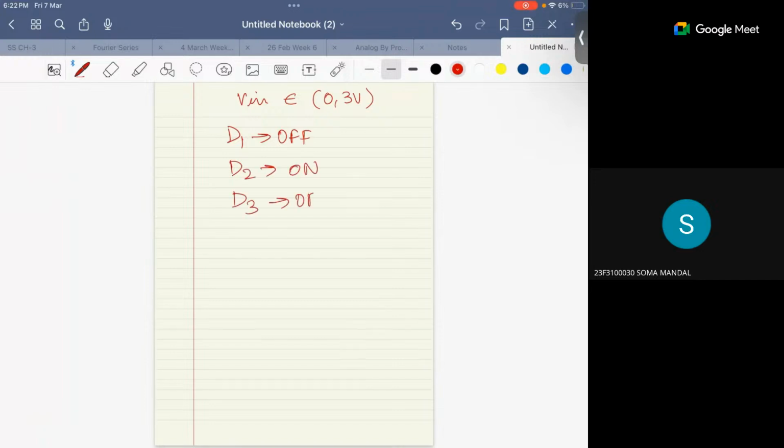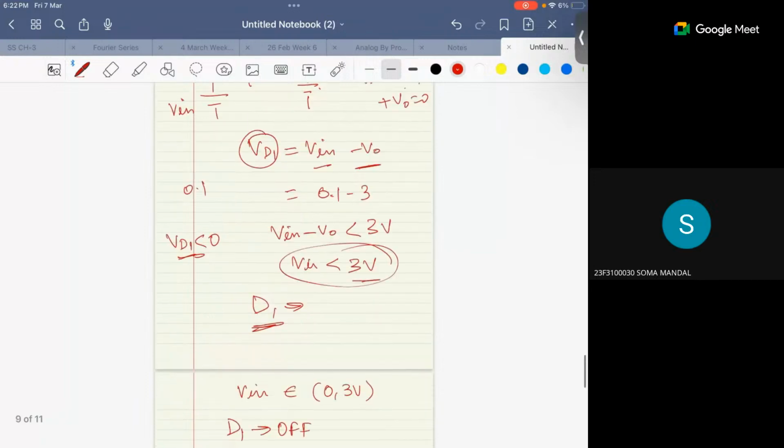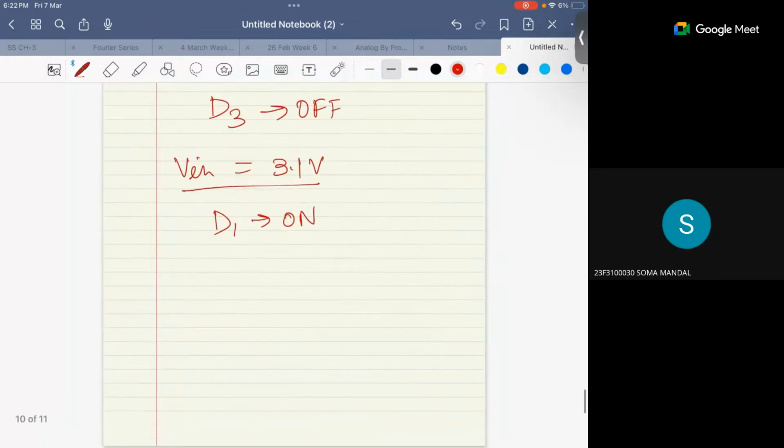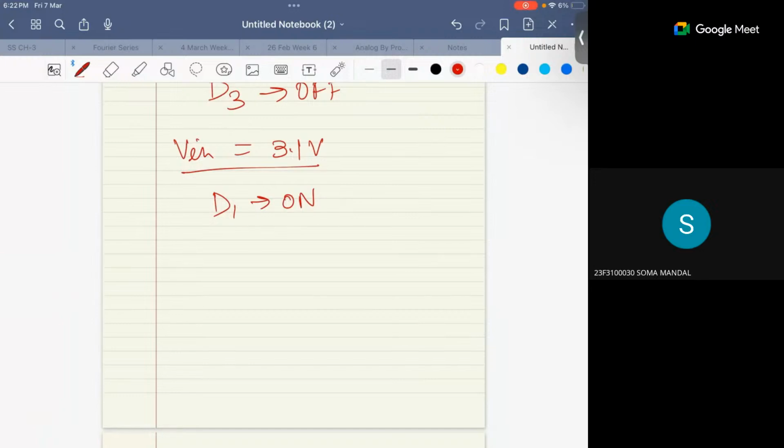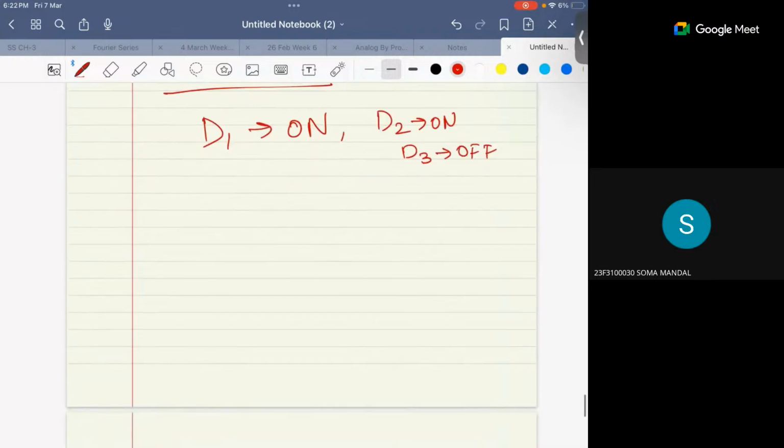Yes. Okay. Now as V input, we'll put it as 3.1 volt. We are increasing that. As we increase that voltage, now we have to see the D1 will be on, right? Because we have seen that till 3 volt, this is off. As we increase the value of V input to 3.1 volt, this D1 will be on. Correct? Yes, sir. Okay. So D1 will be on, D2 is already on, and D3 is off. Correct? So now the circuit, we have to draw it again.